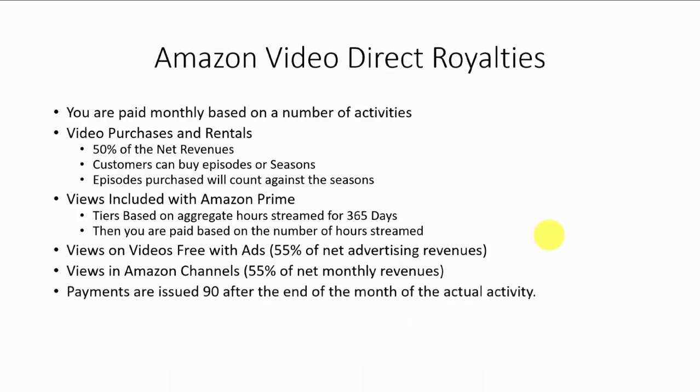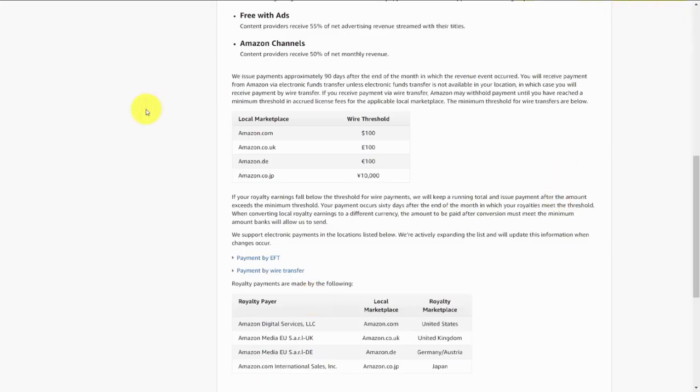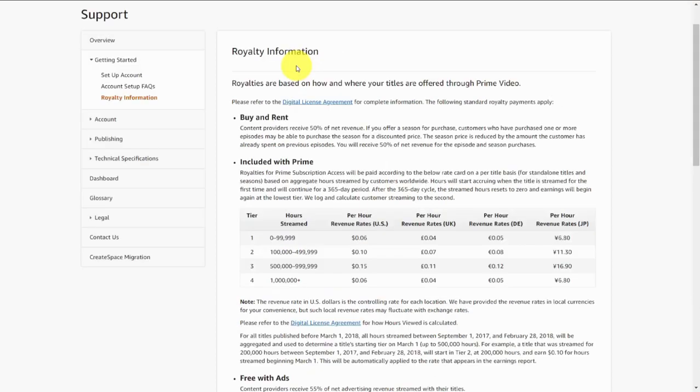When that happens, payments are going to be issued 90 days after the end of the month after the activity occurs. Payments are going to be made to the bank account that you've already set up unless you choose to have payments wire transferred. When you have wire transfers, you are going to have a certain dollar threshold to meet before you can be paid. You can look at the details of the threshold as well as the tiers and Prime streaming in the royalty information section of your support area.